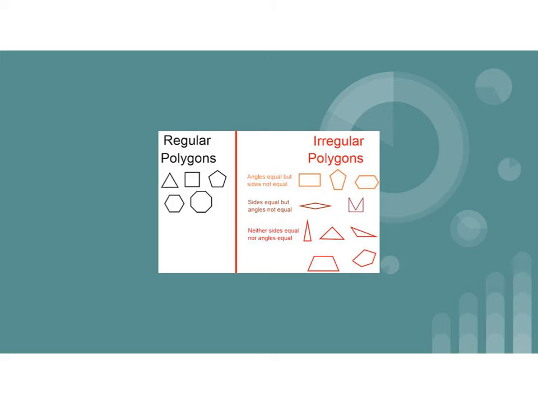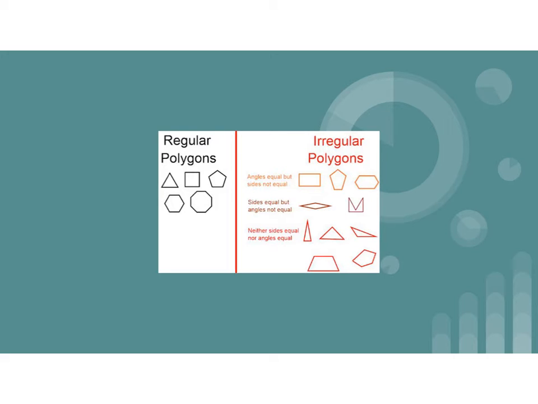Here's just an example of some regular polygons and some irregular polygons. So an equilateral triangle, a square, this is a pentagon. Here we have an octagon, which looks awfully familiar. A regular octagon is a stop sign.